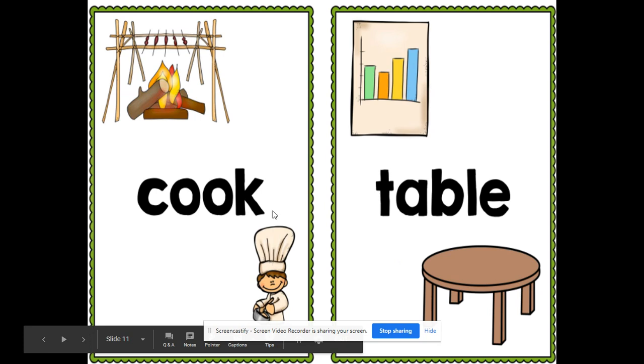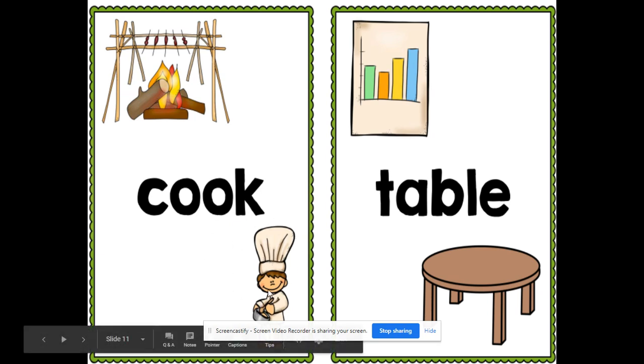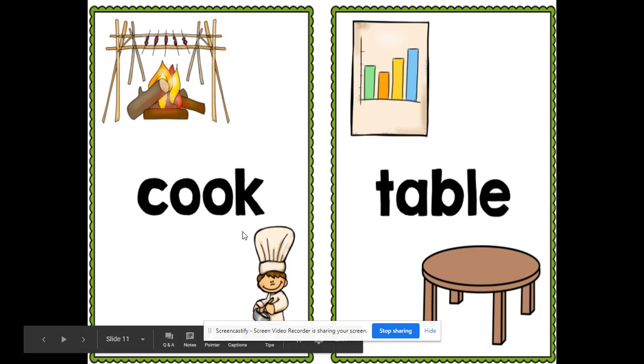Cook can be a person who is a professional cook and they work at a restaurant, or cook can mean an action. It's something you do. I'm going to cook over the fire, where here the cook is the person. Table. A table can be a graph where we look at information on a table, or it can be a table where we can sit down.